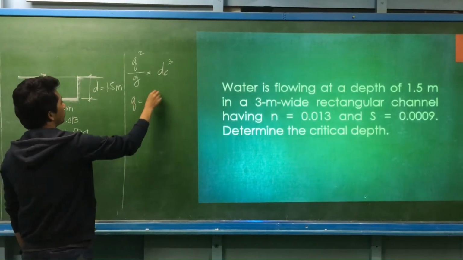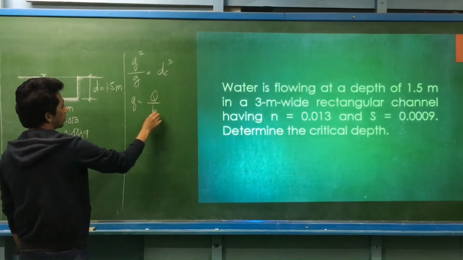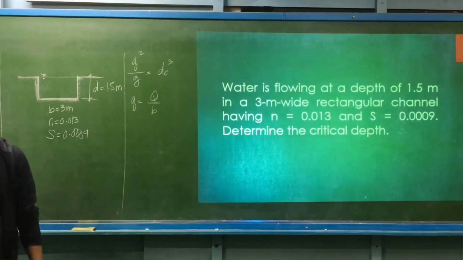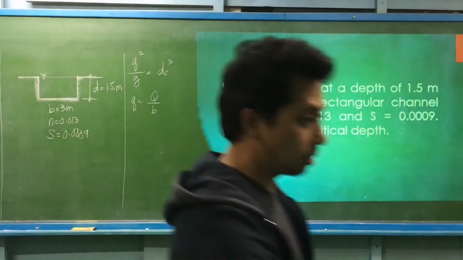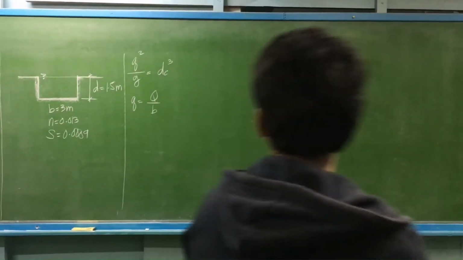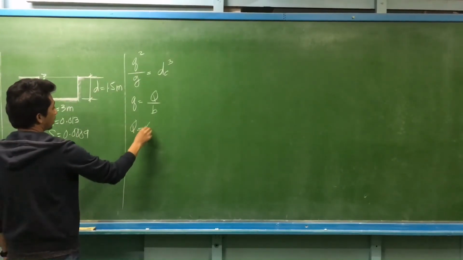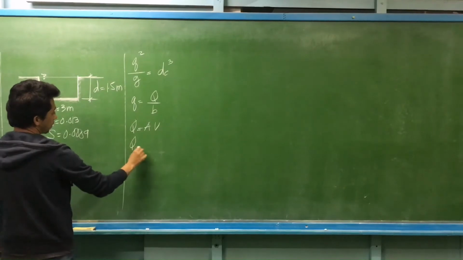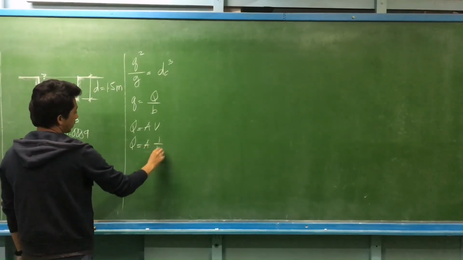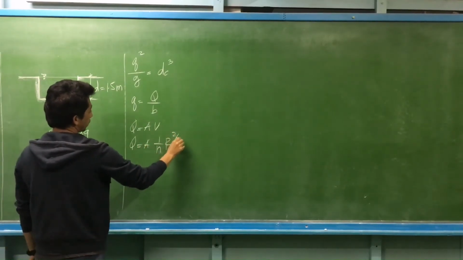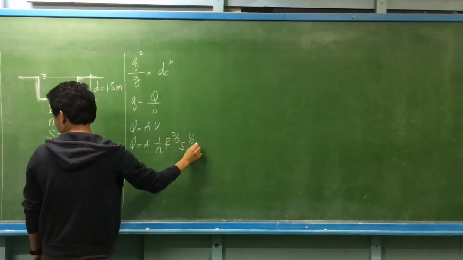Unit flow is equal to the discharge divided by the base width, or that's the width of the channel. So let us determine the discharge. So discharge is equal to area times velocity. Discharge is equal to area times 1 over n, hydraulic radius raised to 2 over 3, S raised to 1/2.